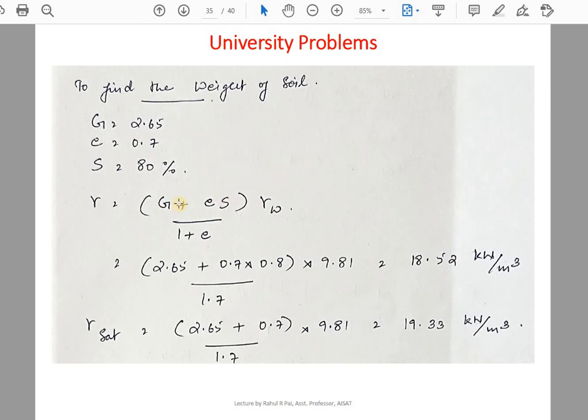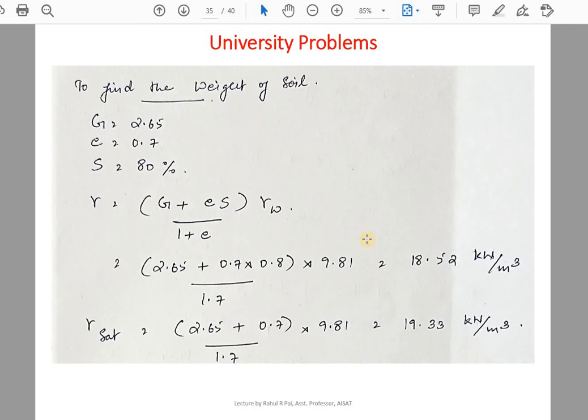Now you have E here, S, G, everything is given. Gamma W, you take it as 9.81 if you want the weight of the soil in terms of kilonewton per meter cube. So you find the value of gamma here, and if it is gamma saturated, then S becomes 1. So here it is 0.7 into 1, and again you have the gamma sat value as 19.3. So gamma is 18.5 and gamma sat is 19.3. So that is the first step, how to find the weight of the soil.